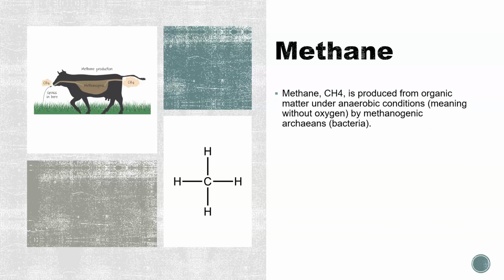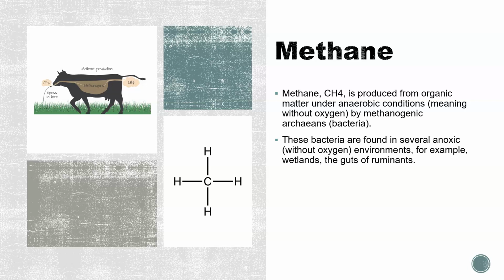Methane. Methane is a carbon gas. Okay, so CH4, 1 carbon, 4 hydrogens. It's produced from organic matter under anaerobic conditions, meaning without oxygen. You know what anaerobic means, okay? By a methanogenic archaean. So this is a type of bacteria. These bacteria are found in several anoxic environments, for example, wetlands and the guts of ruminants. Now, methane may either accumulate underground or it can diffuse into the atmosphere.